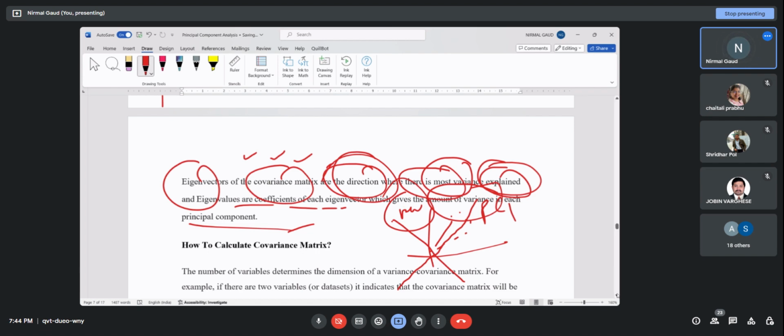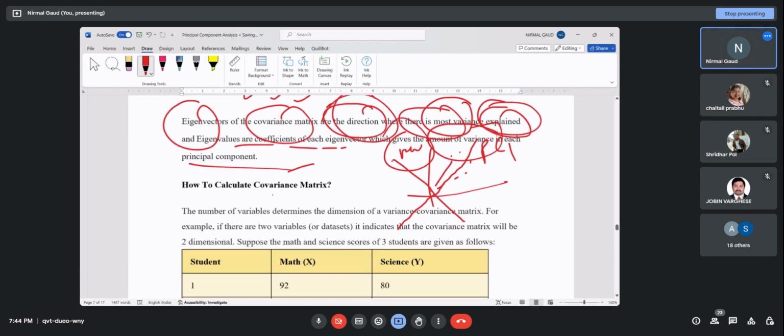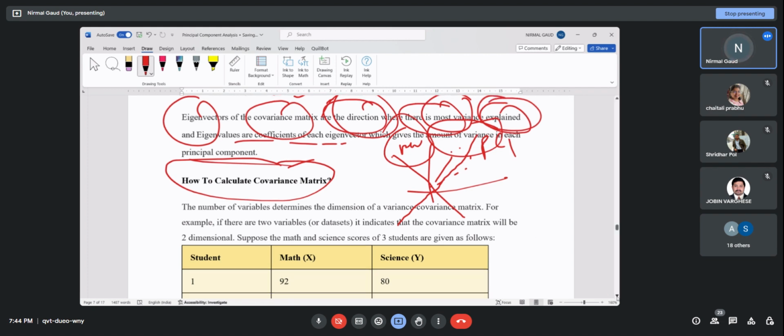But right now I have one more thing to explain. That is the covariance matrix, and how to calculate it, because you are going to apply the eigenvector and eigenvalue concept over the covariance matrix. So now the question is, sir, how to calculate a covariance matrix? Let me explain. It's a very simple thing.